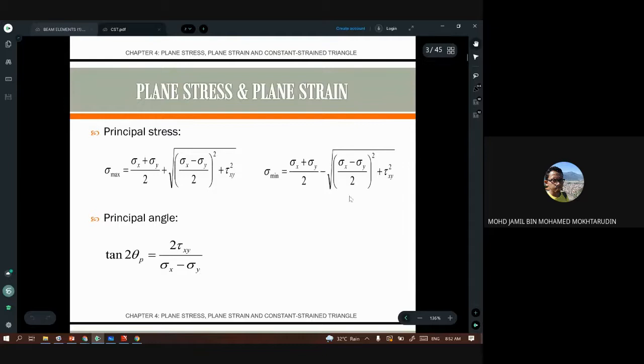So these three formulas, I think you have encountered in solid mechanics, strength of materials, maybe related to Mohr's circle. But I think you will encounter them again in this lecture, so please jot these down.